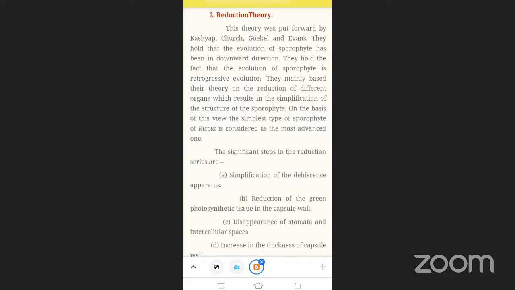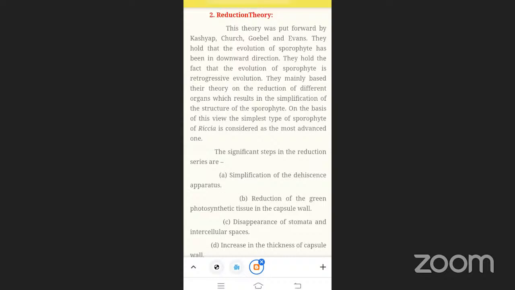What does it say here? Simplification of structure, simple structure. On the basis of this, the simple sporophyte of Riccia is considered highly evolved and reduced as a result of progressive simplification.